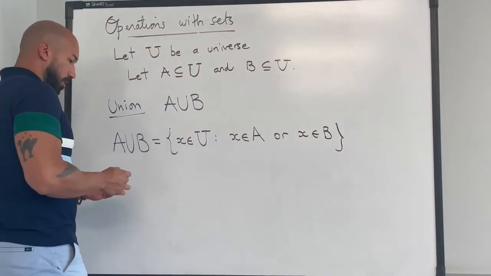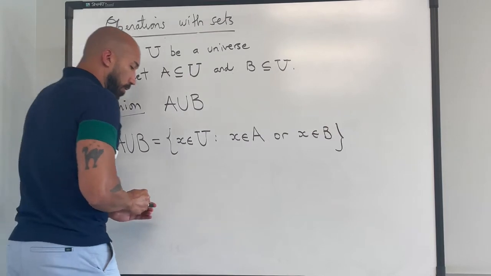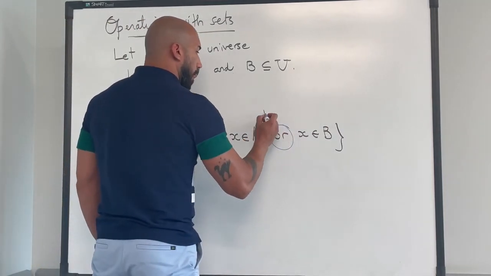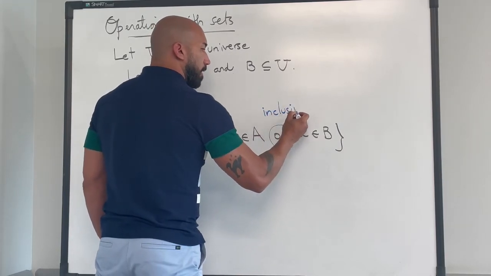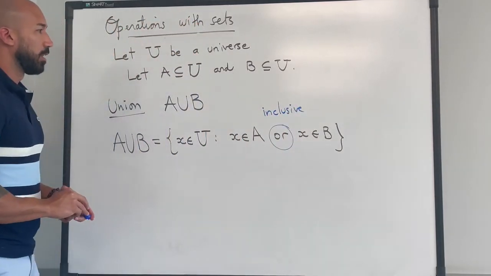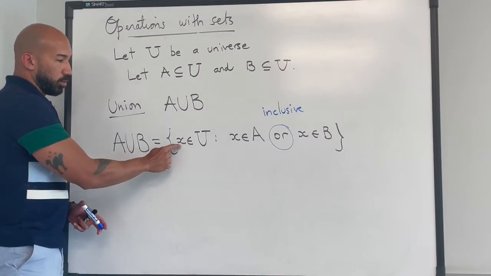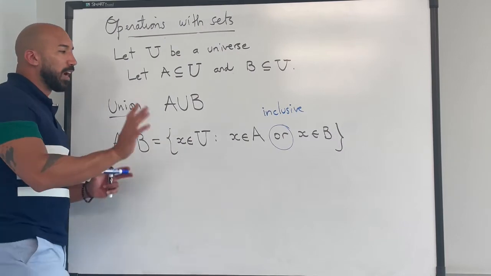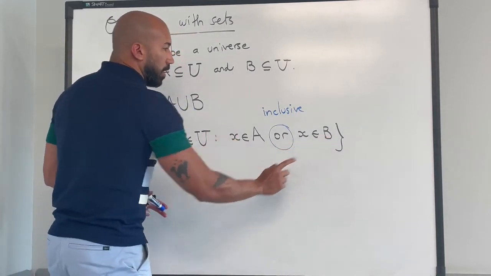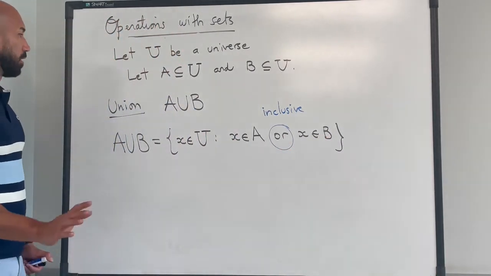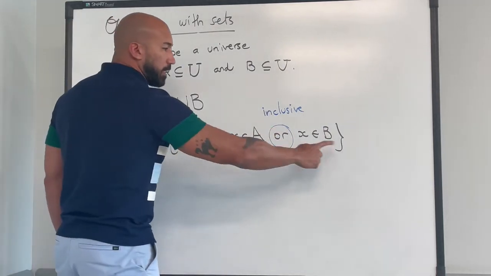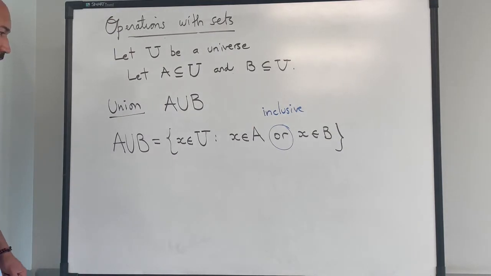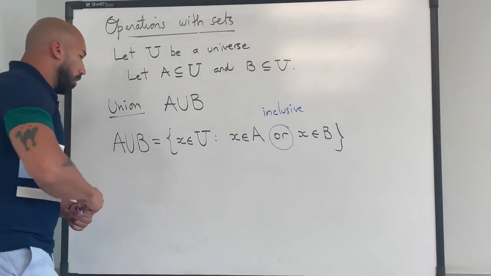And be careful here because this OR is inclusive. Which means that to include an element in the union, it suffices that the element belongs to at least one of the sets. If that element is in one of them, we are happy. We are going to put it there too. Okay?